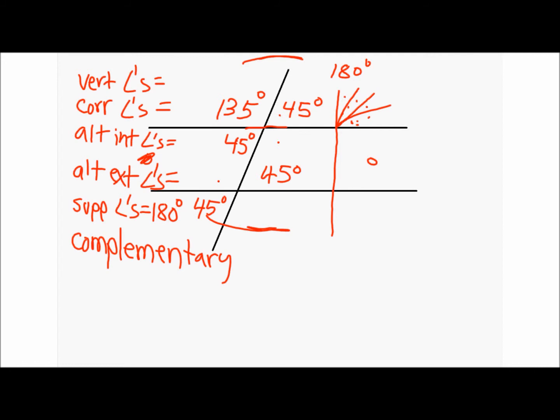So memorize those 6 rules. Vertical angles are equal, corresponding angles are equal, alternate interior angles are equal, and alternate exterior angles are equal. Supplementary angles equal 180 degrees, and complementary angles have to add up to 90 degrees.